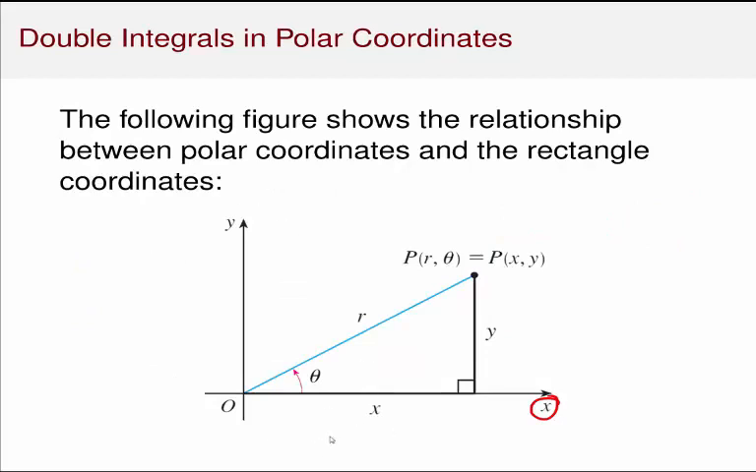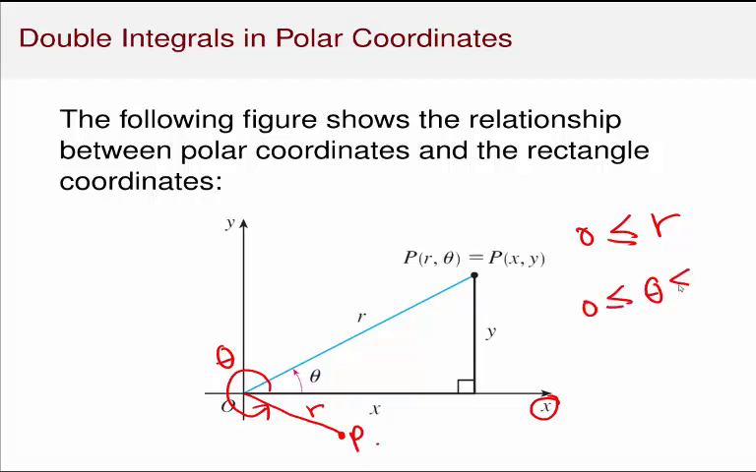For example, if we have another point here in the 4th quadrant, then the variable r representing this point will be the distance from the origin to this point P. Okay? Now the angle for this point will be measured from the positive x-axis. Alright, therefore the variable r is always non-negative because this is a distance, and the angle theta is always between 0 and 2 pi.